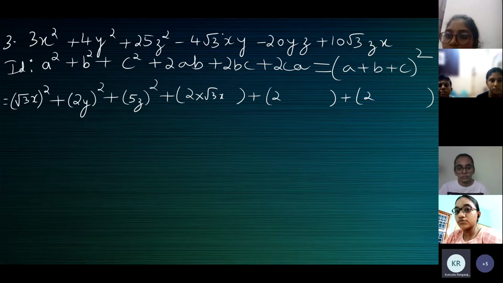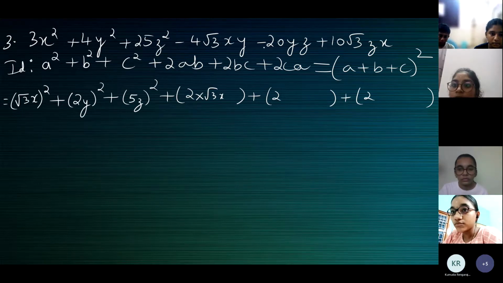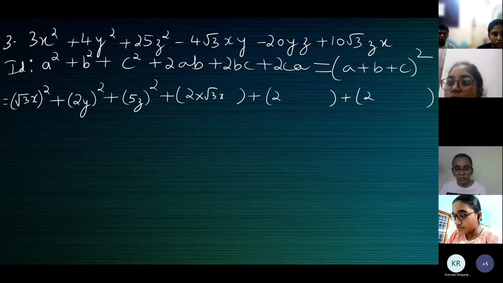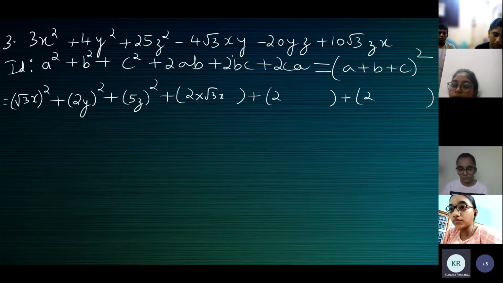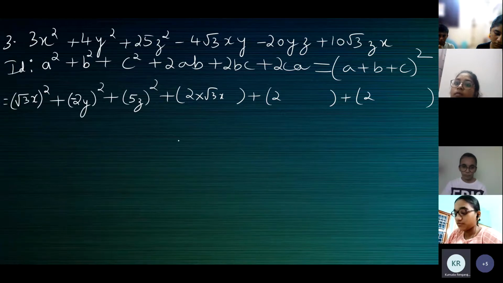Before we fill this, how many terms are negative? Two terms are negative: minus 4 root 3 xy and minus 20 yz. What is the literal factor common in them? What is common in xy, yz? Y, ma'am. The literal factor meaning that letter, that variable. See, first identify the two negative terms: minus 4 root 3 xy and minus 20 yz. They have y common. So go to that y term and fix a negative sign. So b is minus 2y. But anyways, minus 2y into minus 2y is plus 4y square.